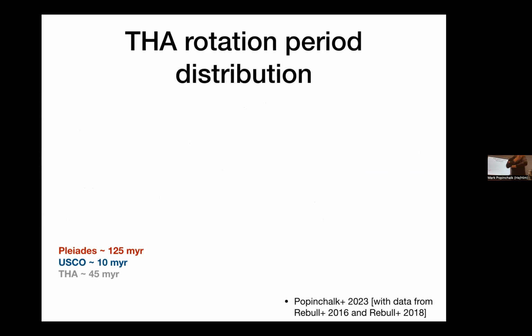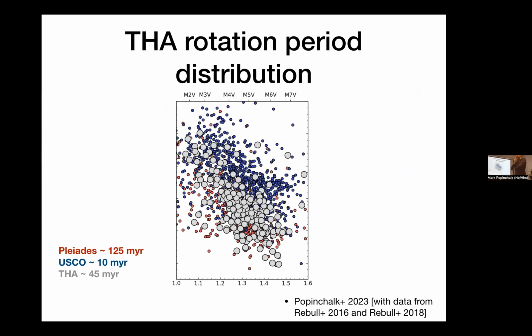And so in this M dwarf regime, I want to point out blue points of Upper Sco are still rotating kind of slowly, actually. They haven't spun down all the way as they condense and collapse before they become main sequence stars. And so those blue points exist above TA, while with TA, they kind of exist in a similar place to the Pleiades and are kind of full main sequence stars at that point.